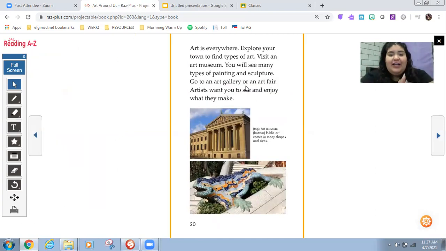Art is everywhere. Explore your town to find different types of art. Visit an art museum, you will see many types of painting and sculpture. Go to an art gallery or an art fair. Artists want you to see and enjoy what they make. Right here is an art museum. It says top art museum, bottom is public art, comes in many shapes and sizes. And in Elgin, actually, if you know where the post office is, I think there's like an iguana on the wall. I'm not sure.